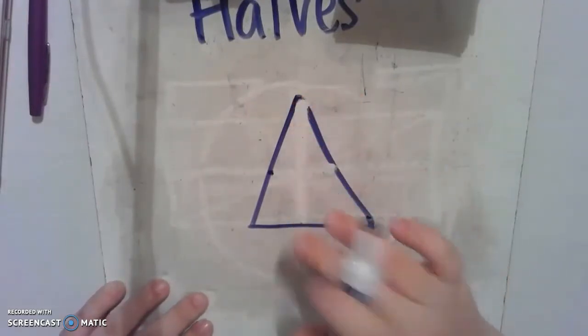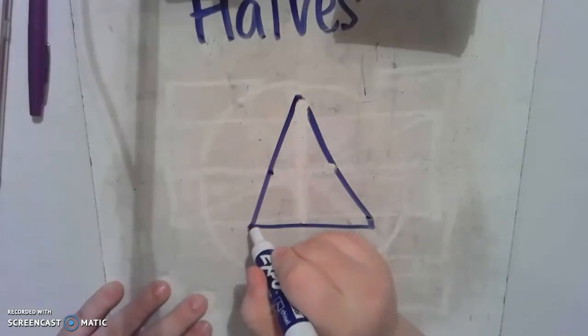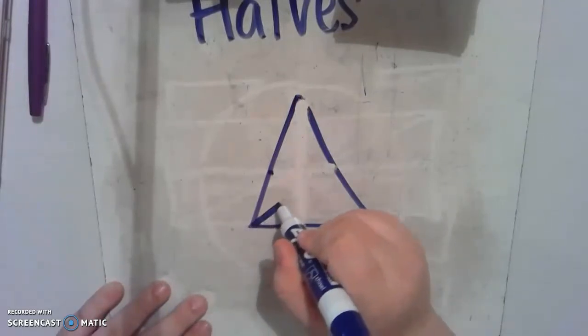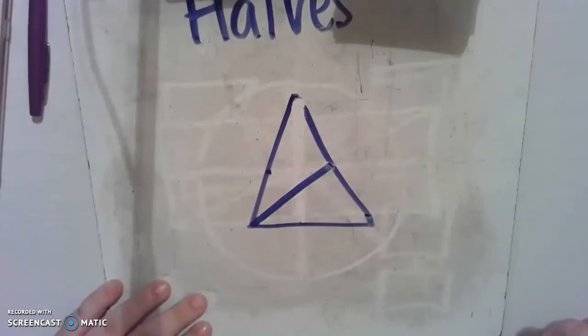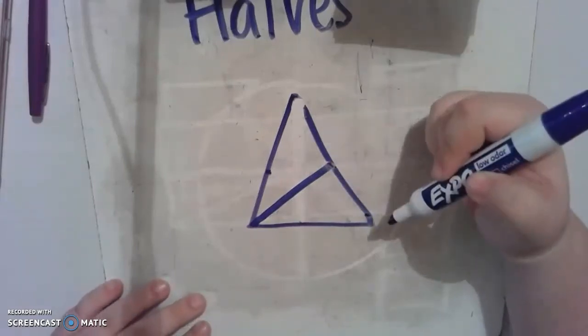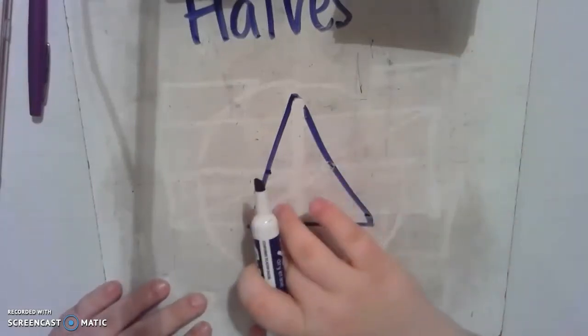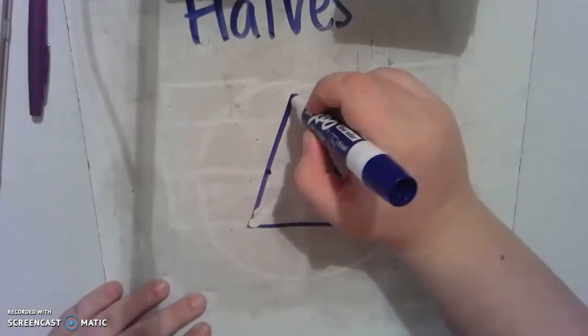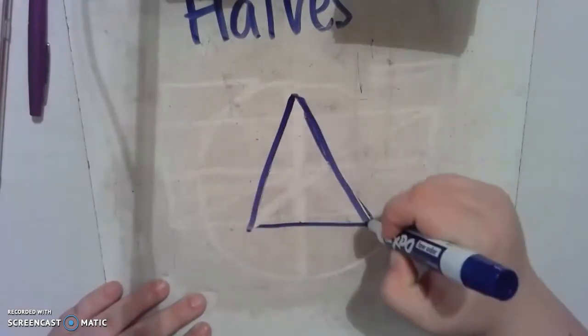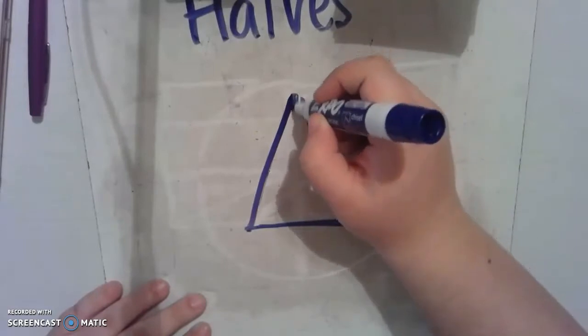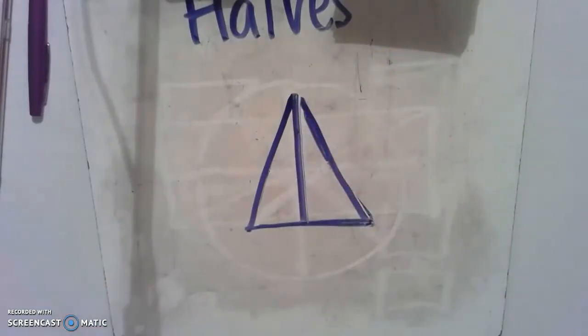Or you can even sometimes, this triangle is shaped a little differently, but you can split it diagonally and it can sometimes work. But really what I want you to do is when we're cutting triangles in half, I'm going to redraw a little bit. We're going to cut them straight down the middle. So for triangles, we cut them down the middle.